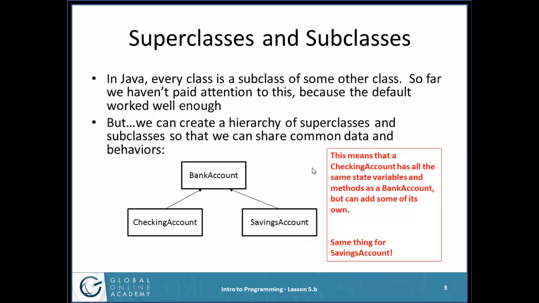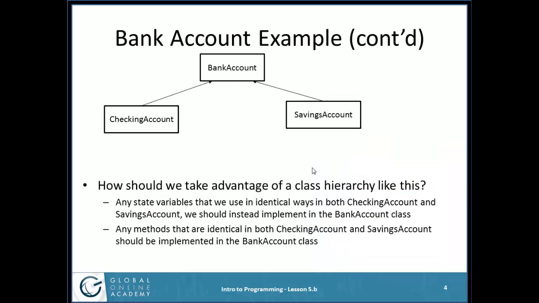So let's see how we might choose to design this. How would we take advantage of a class hierarchy like this? Well, any state variables that we use in identical ways in both checking account and savings account, we should instead implement in the bank account class so that we do it only one time and not 3 times. And any methods that are identical in both checking account and savings account should be implemented in the bank account class. So maybe in bank account, we're going to have the account number, name, and balance state variables. And for methods, we'll have things that are going to be the same for checking account and savings account. Get account num, set account num, and so on.